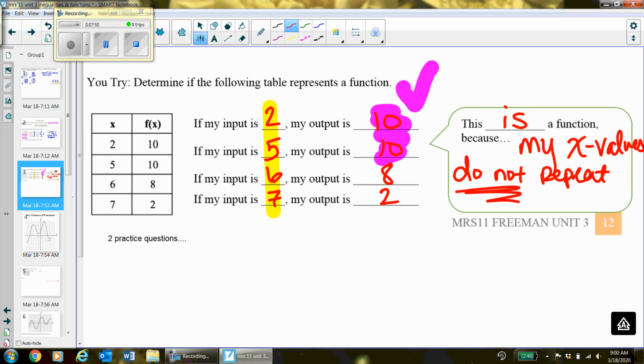Okay? All right, you have 2 practice questions that follow this page. You can do those on your own. Remember, this packet is being collected once we return to school in April. So all the practice questions you do on your own will be graded.